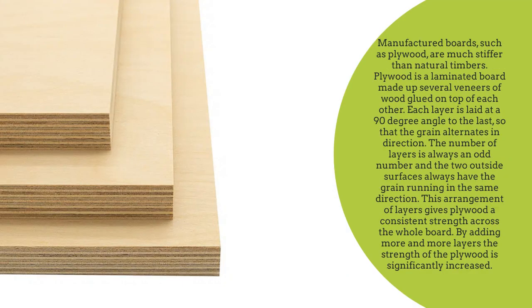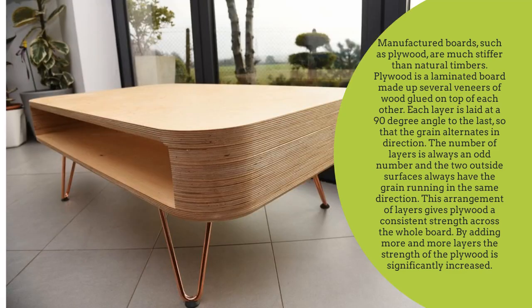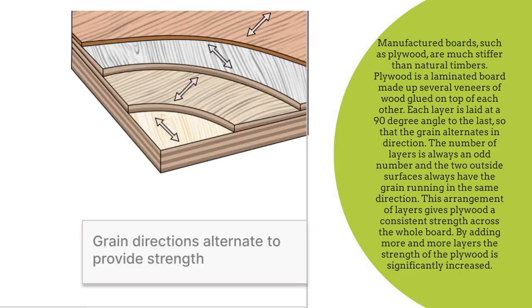Manufactured boards such as plywood are much stiffer than natural timber. Plywood is a laminated board made up of several veneers of wood glued on top of each other. Each layer is laid at 90-degree angles to the last, so the grain alternates in direction.